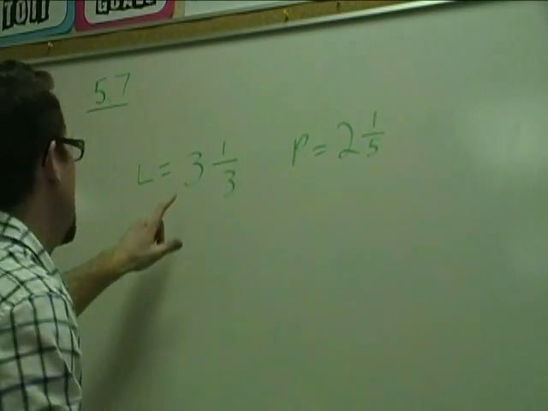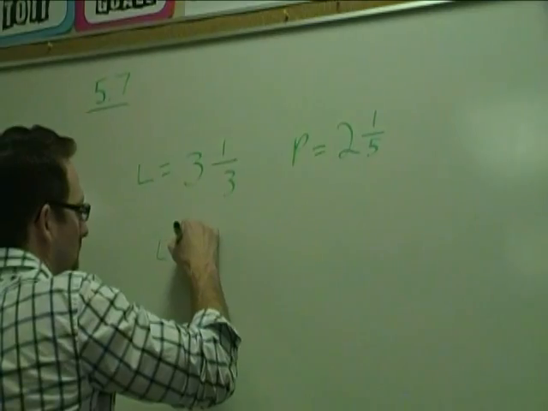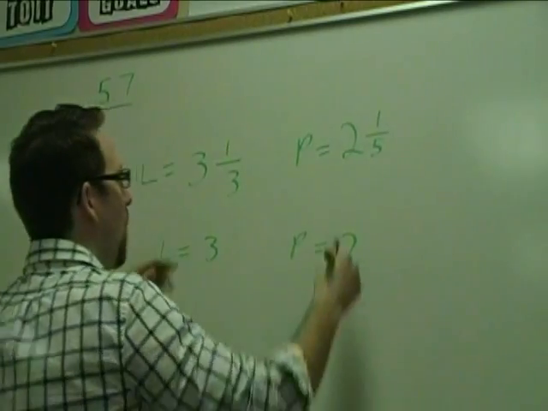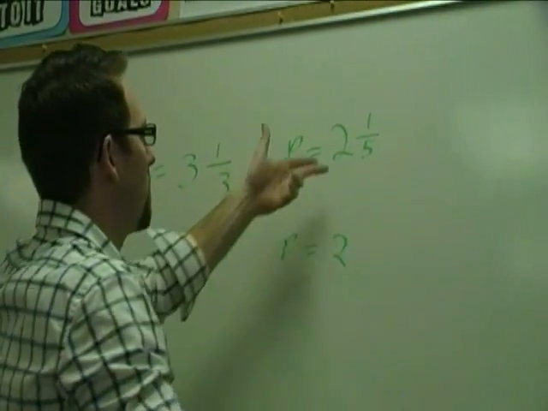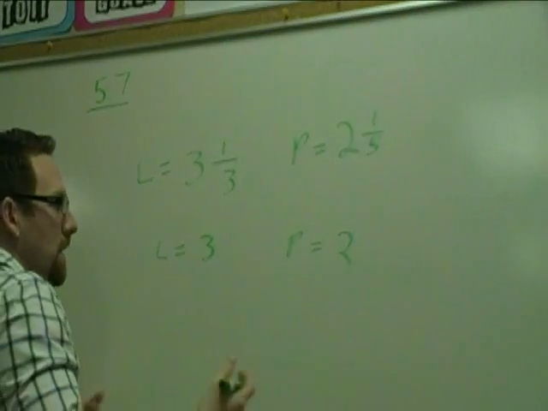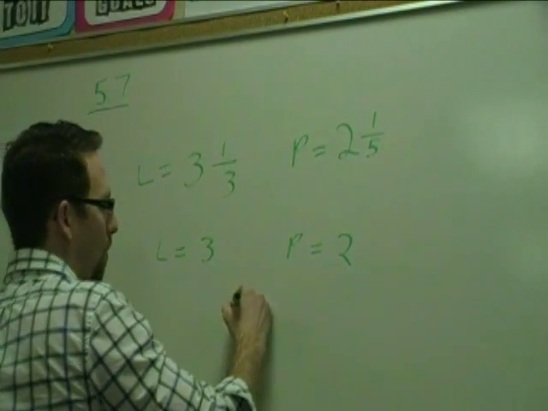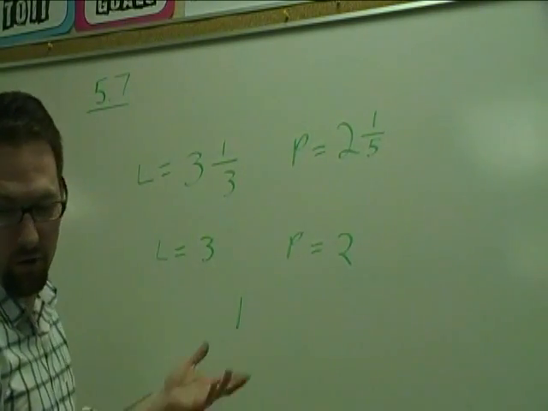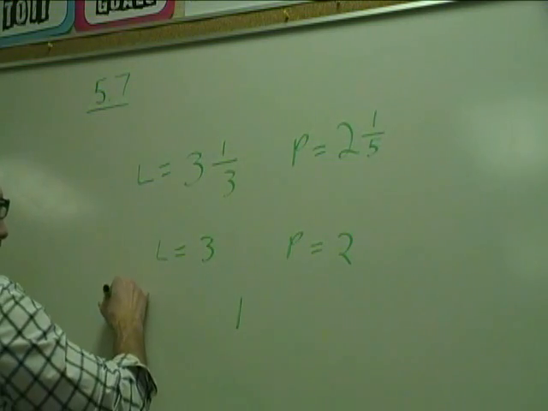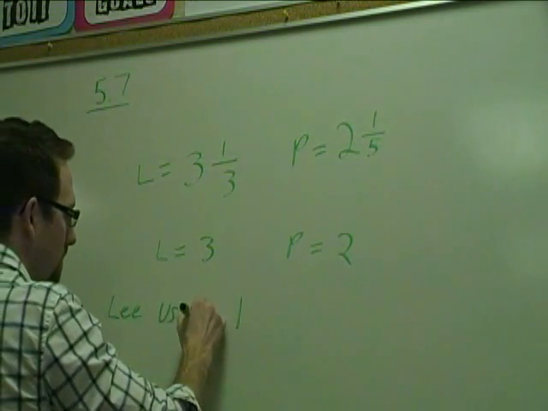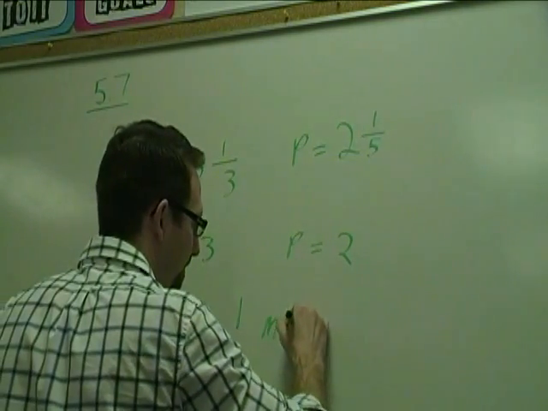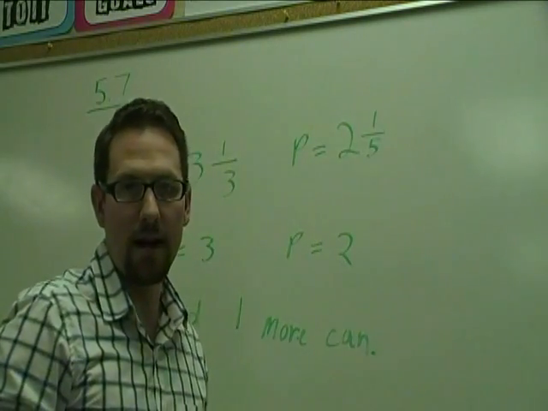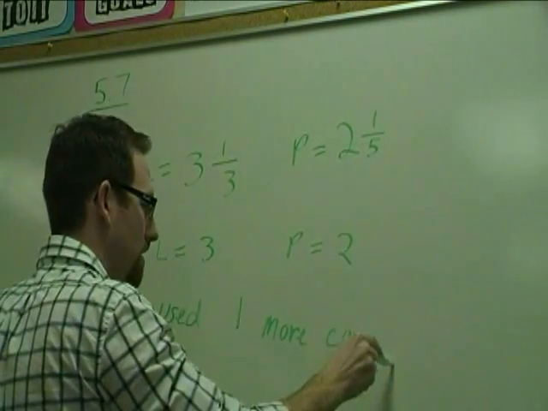This is super easy. Lee used about 3 cans. Pat used about 2, because both those numbers are just a little bit more than 3, a little bit more than 2, so we'll round down. Looks like Lee used about 1 more can. Okay, so maybe you could write that in a sentence since it is a word problem. So we'll say Lee used 1 more can. Okay, or about 1 more can, because this is an estimate. Just go ahead and circle that up so your teacher knows that that is your answer.